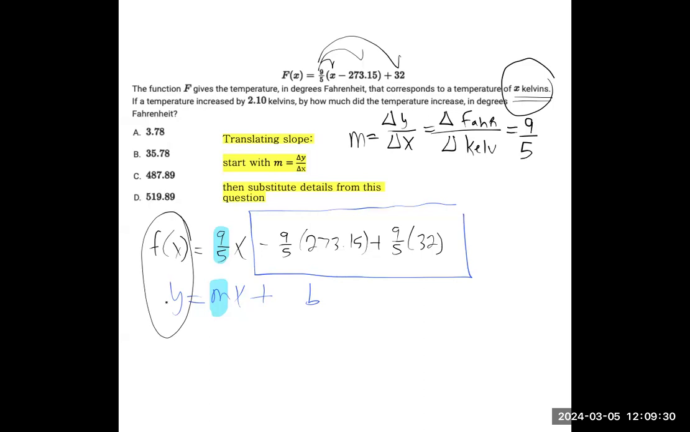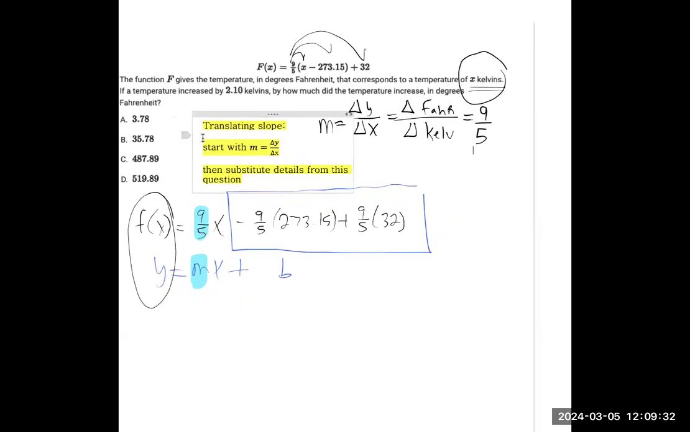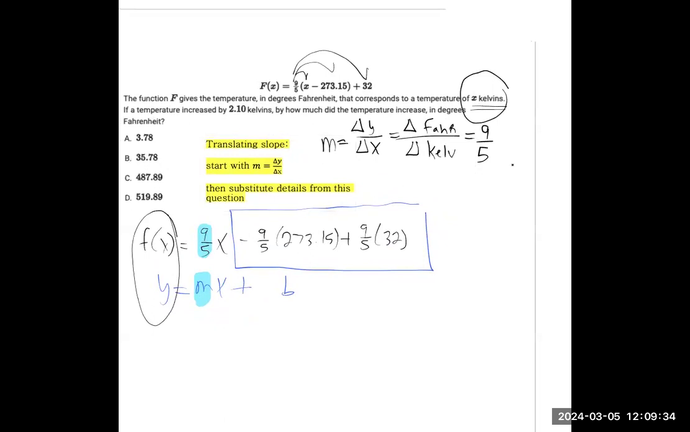So now the question is saying if the amount of Kelvin changed by 2.10. So let's just go ahead and put a 2.10 in for the amount of Kelvin. What is going to be the change in Fahrenheit, which let's call it F. I don't want to use the letter X here because we already have an X in this situation. And so now we have a proportion that we can solve. We can say 9/5 equals F over 2.10.